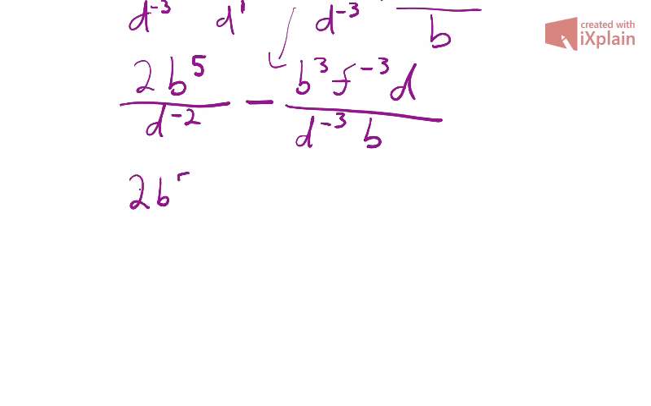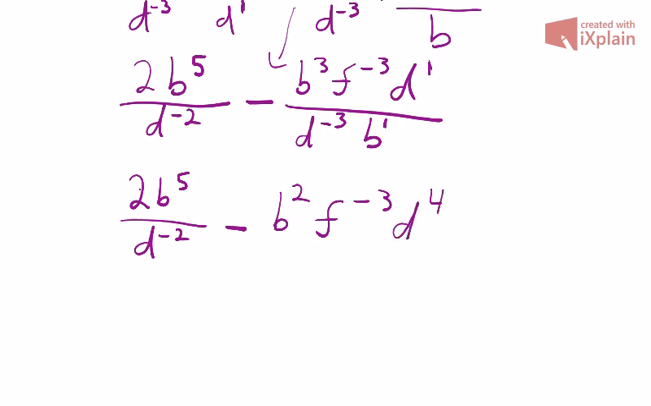With 2b to the power of 5 over d to the negative 2 minus, over on this side I have b on top and a b on bottom, so I'm going to subtract my b to the 1 from the b to the 3, leaving b to the power of 2, f to the negative 3, that's the only f I have, and now I have a d here and a d to the negative 3 on bottom, so that's going to be another subtraction. 1 minus negative 3 is going to be 4, so I end up with d to the power of 4. And that is going to be my answer.